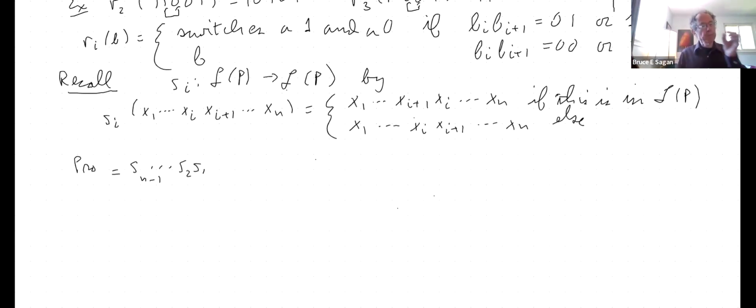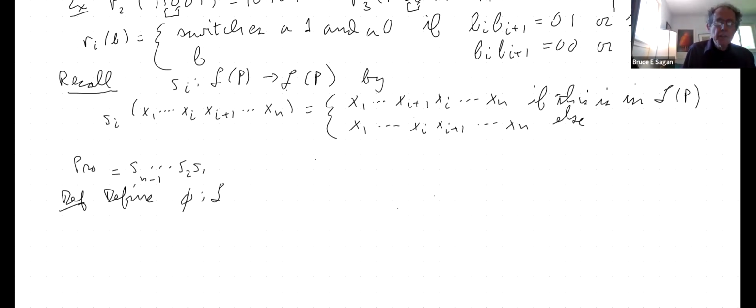Okay, so now we've got the setup, but remember, for equivariance, we need a bijection between the two sets that commutes with the two operations. So we need to define the bijection, and it's kind of the simplest possible definition you could imagine. So we're going to define a bijection. I'm going to call it phi from linear extensions to the bit strings.